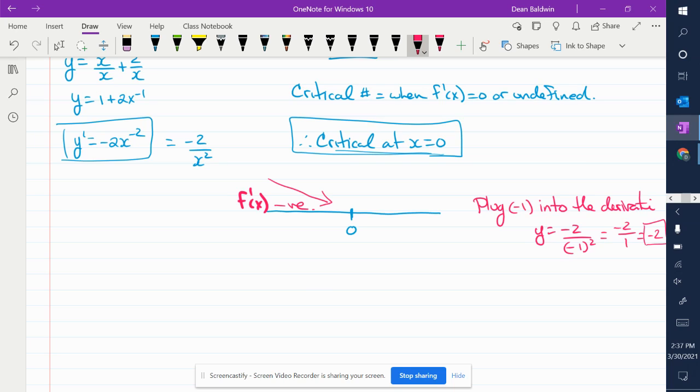Then you have to test the point on the other side, on this interval here. What would be the easiest point to test? 1. So test 1. And you don't have to write this stuff out. You can do this in your head quickly to tell me if it's positive or negative. So I get -2 over 1 squared, which gives me negative. So what is the graph doing? It's going down. It's still decreasing. So the graph is decreasing over the entire domain.